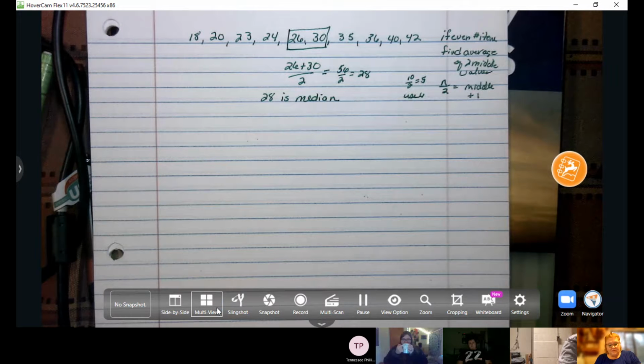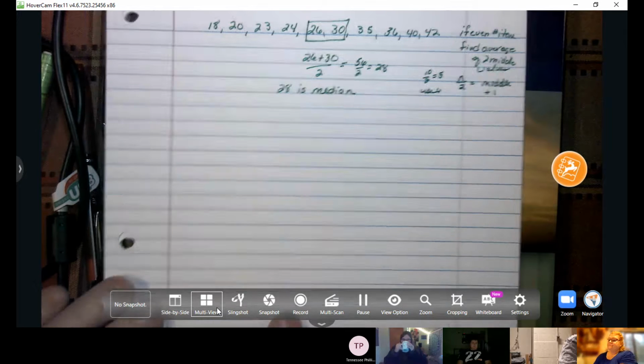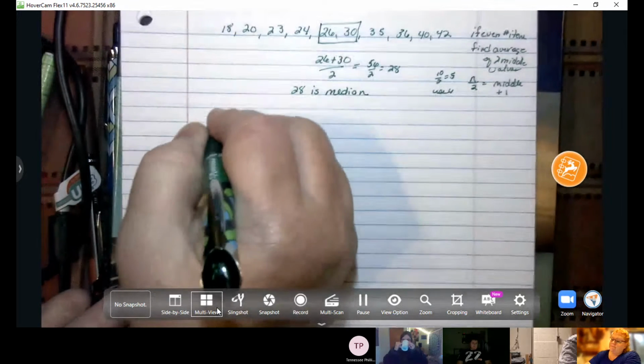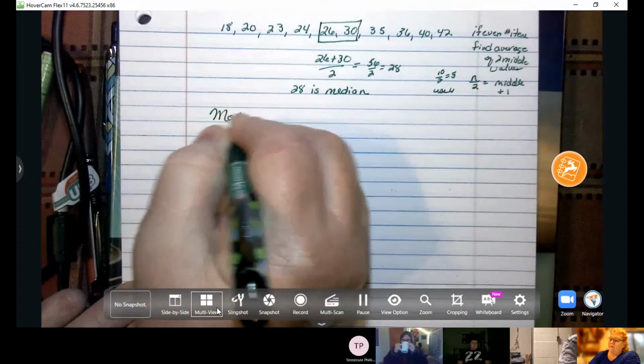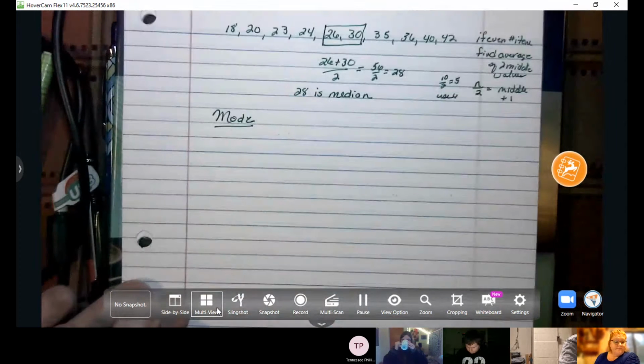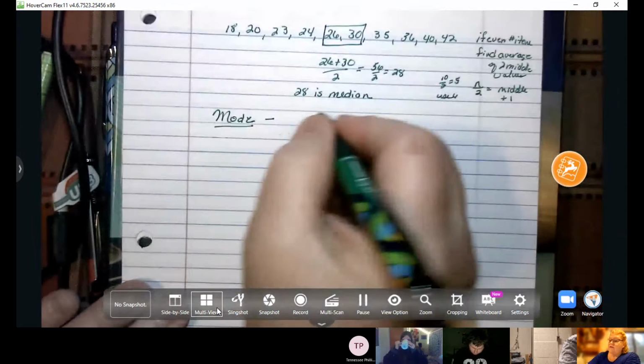Now, I'm sure this is old stuff. Everybody's done that before, right? We've done mean and median before. Mode, the value that occurs most often.